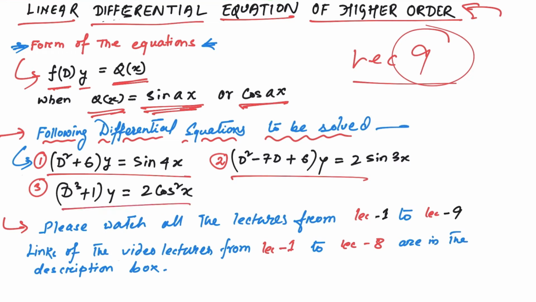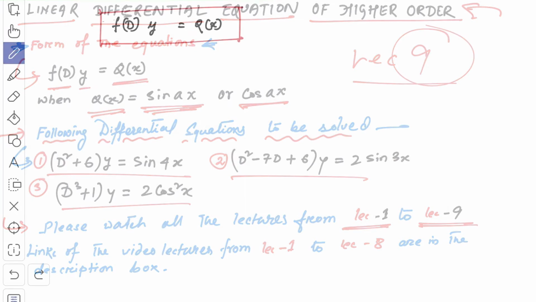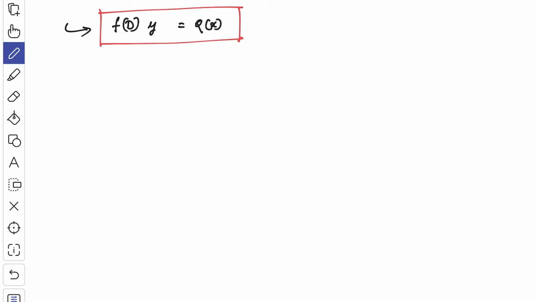These three equations will be solved here, and please watch all the videos from lecture 1 to this lecture; links are given in the description box. Now you see, we know that the solution of a differential equation of this form is given by y equal to complementary function CF plus particular integral PI.